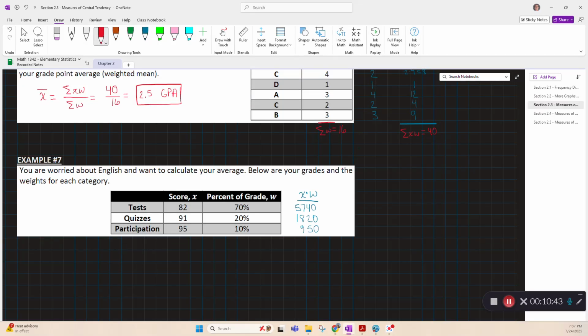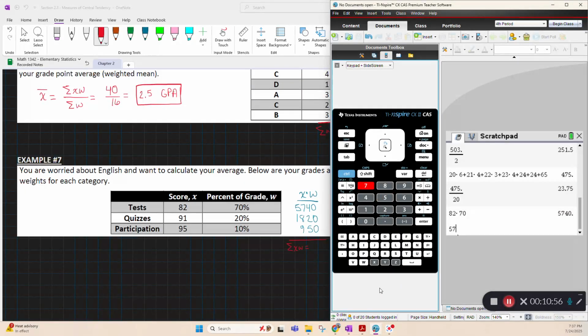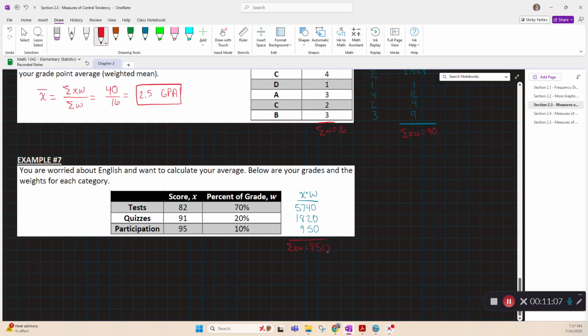Okay, now it's time to just go and get our mean. So we add up the XW's. So the sum of your XW's is going to be 5740 plus 1820 plus 950, which is 8510. And then we add up the weights. Well, the weights add up to be 100 because it's 100%. So we get 100.